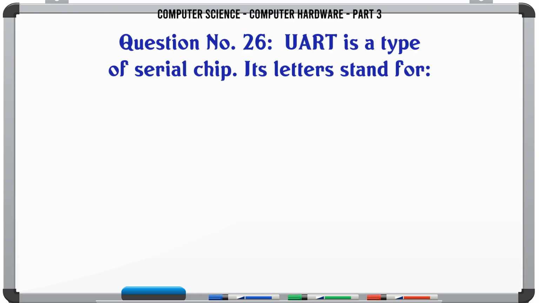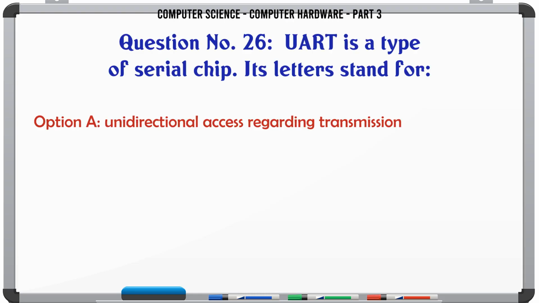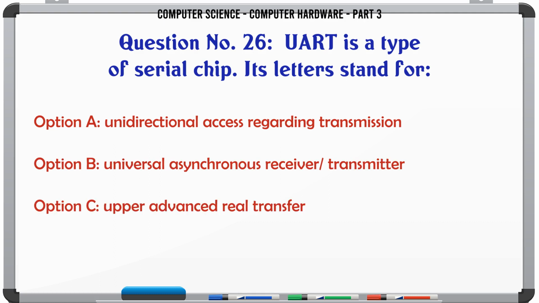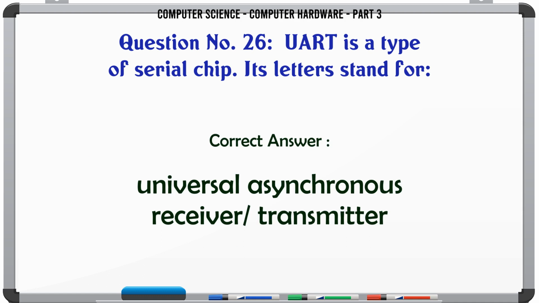UART is a type of serial chip. Its letters stand for A. Unidirectional access regarding transmission. B. Universal asynchronous receiver transmitter. C. Upper advanced real transfer. D. Enable all restore T bits. The correct answer is Universal asynchronous receiver transmitter.